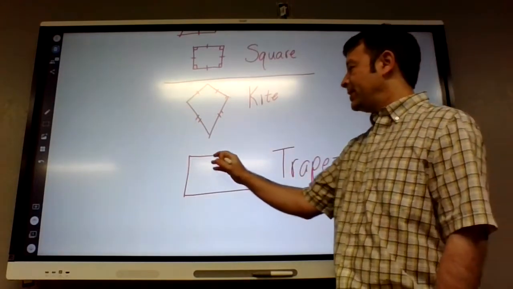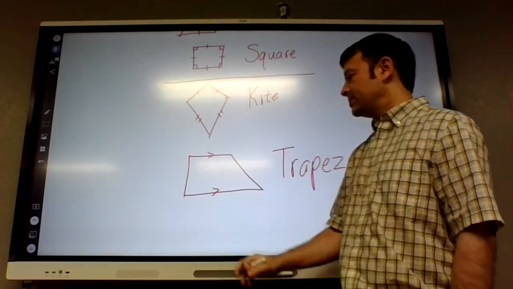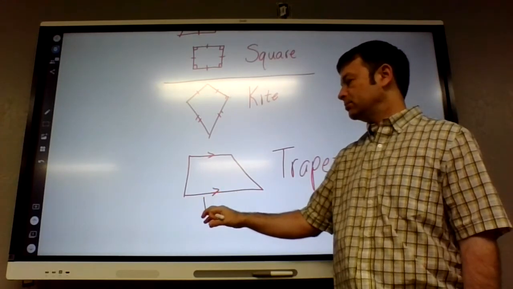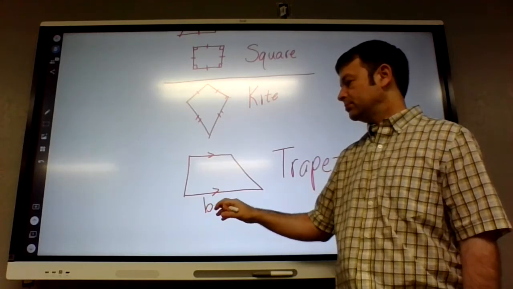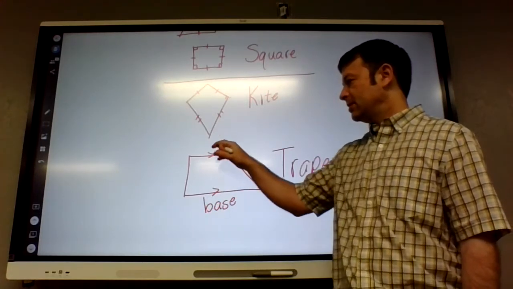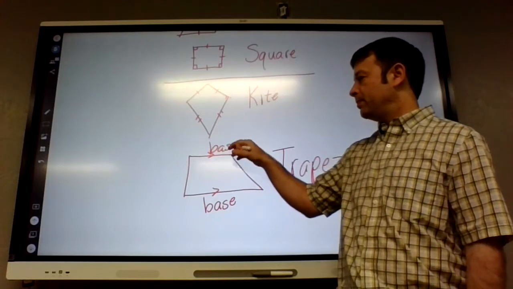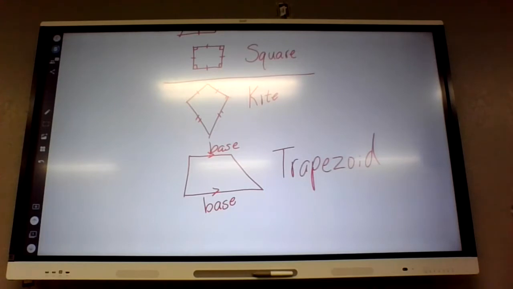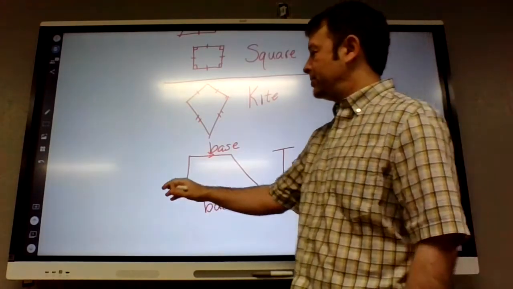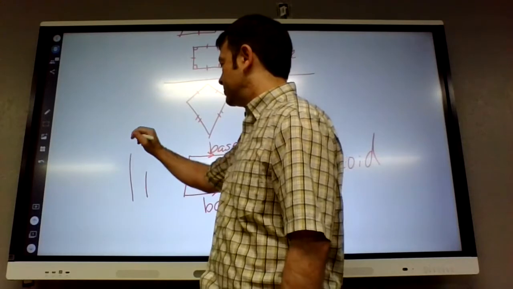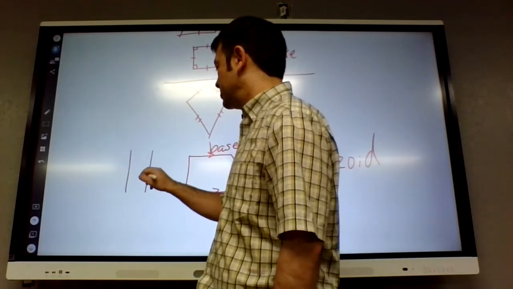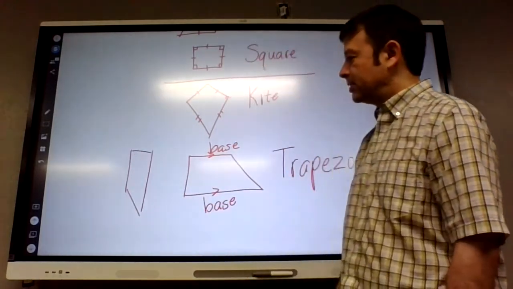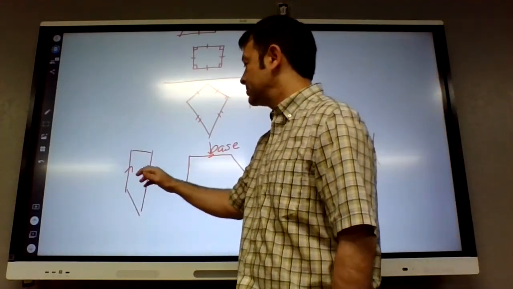A trapezoid has one pair of parallel sides, and they're really creative. So, guess what they call them? Bases. Base 1, base 2. And the bases are parallel. So it could look like that. It could look like this, whatever. But it's got one pair of parallel sides.